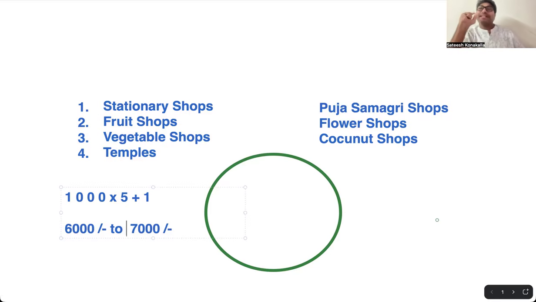Just imagine your brand name cover is in your customer's hand. In one area of 3 kilometers radius, how many people are there? You have to rigorously implement the same strategy. Go to the fruit shops, hand it over. Go to the vegetable shops, hand it over. Go to the temples, hand it over. No problem at all.